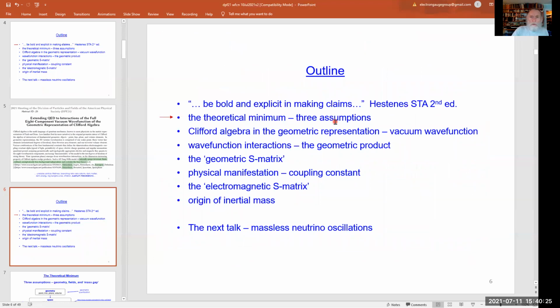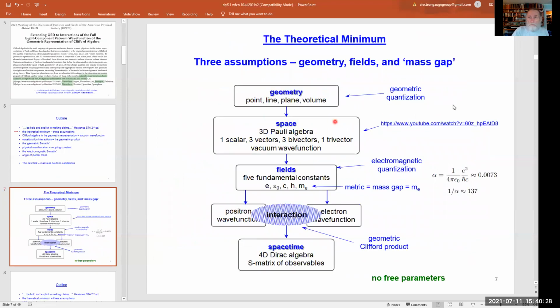So the theoretical minimum contains three assumptions. The geometry, fields, and mass gap. For geometry, we take point, line, plane, and volume elements. So this is a form of geometric quantization. These are the quanta. And in the geometric representation, it's one scalar, three vectors for the three orientational degrees of freedom, three area bivectors, and a volume element, a trivector. This is the vacuum wave function.